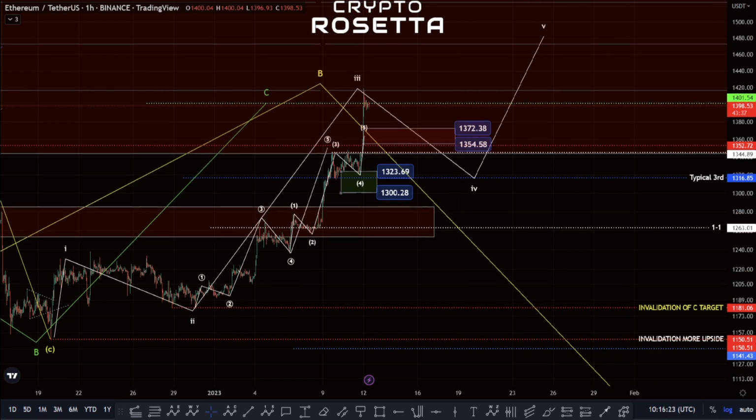We've had this push up here and it went through the box area that we were anticipating. So we're going to be discussing what we think is going on within these waves now and where we see it going.